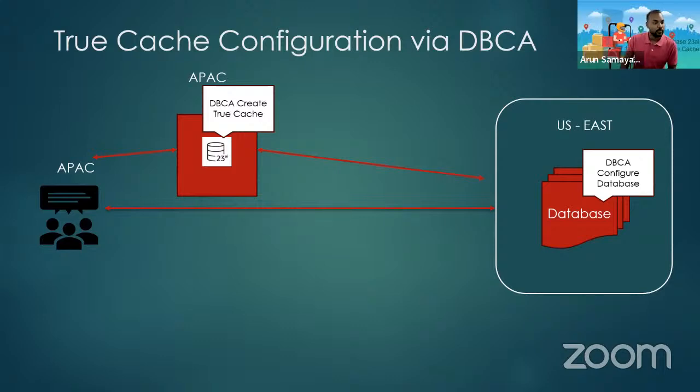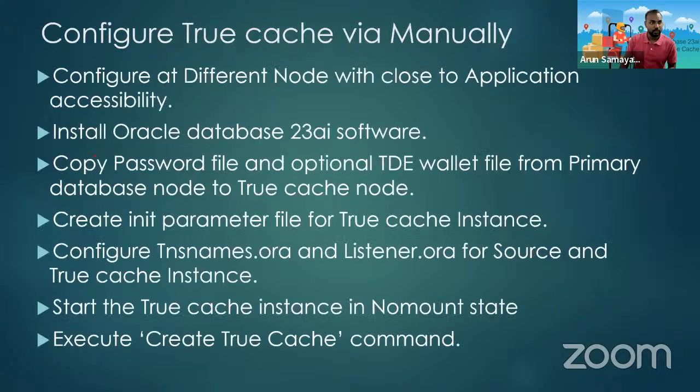Thank you. So once we run the DBCA create True Cache command, as part of it we will also refer to the blob, right? That's how the connectivity is established between the True Cache node and the primary database, using that blob. So if we have to configure the True Cache manually, we basically configure a different node which is closer to the application, so it will be able to frequently access the data for analytical and reporting purposes.